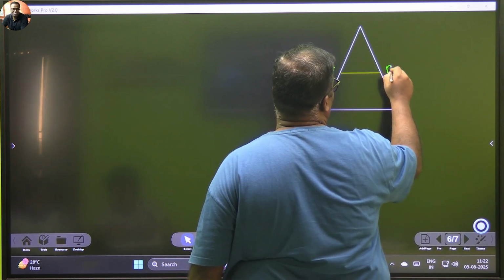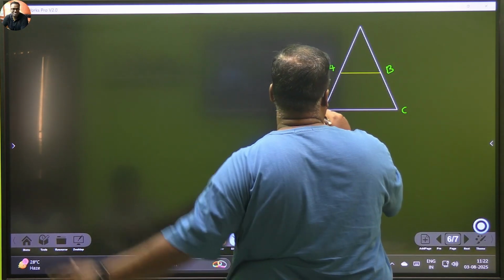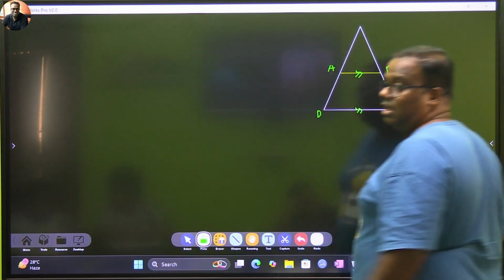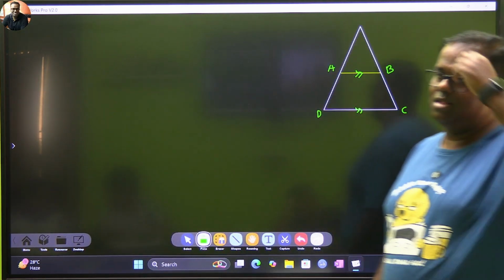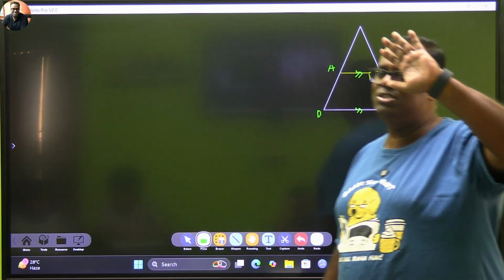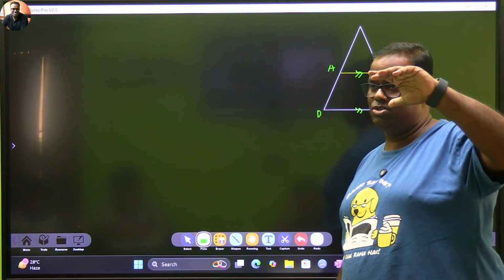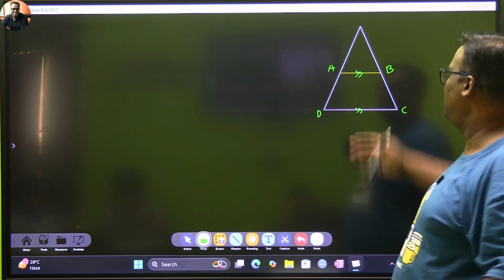A, B, C, D. So in a trapezium, we should have two sides parallel to each other, and these two sides. The top part is not there. The isosceles trapezium was born out of an isosceles triangle. This part is not there.